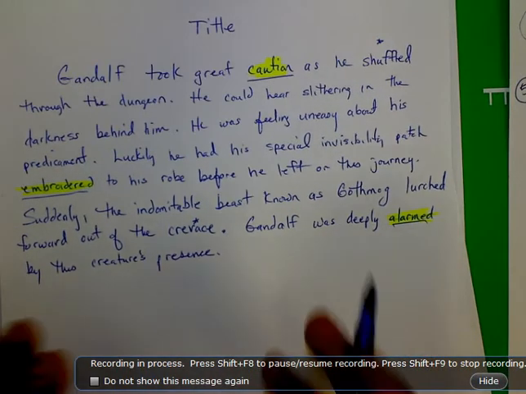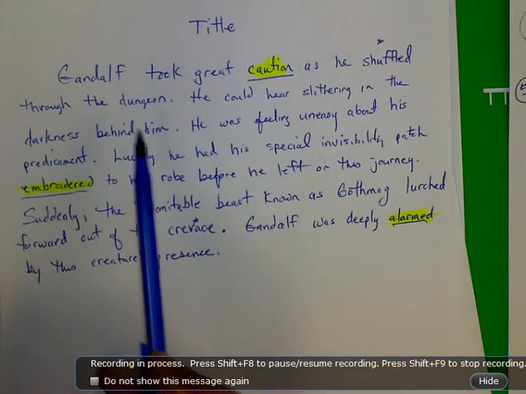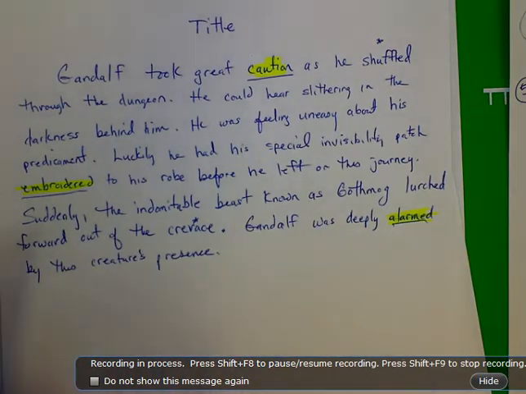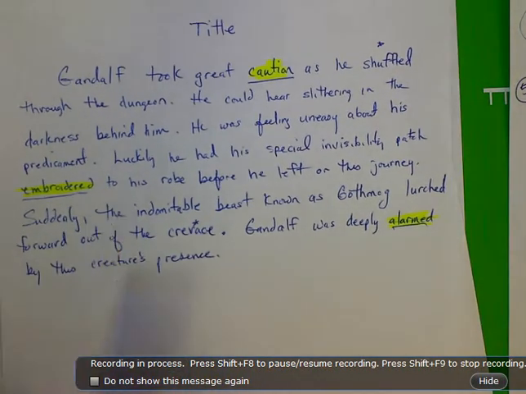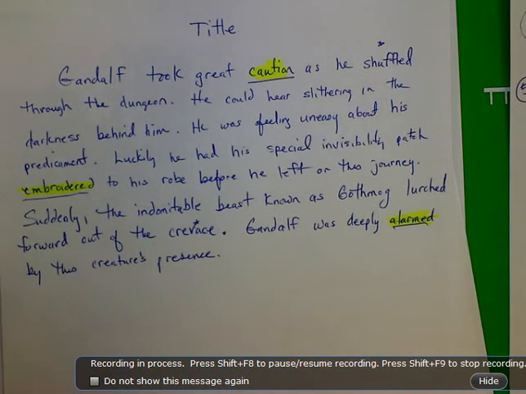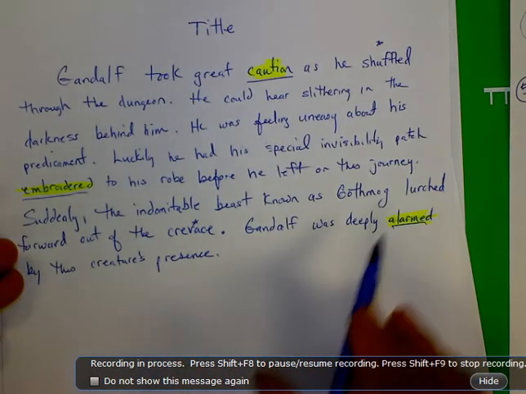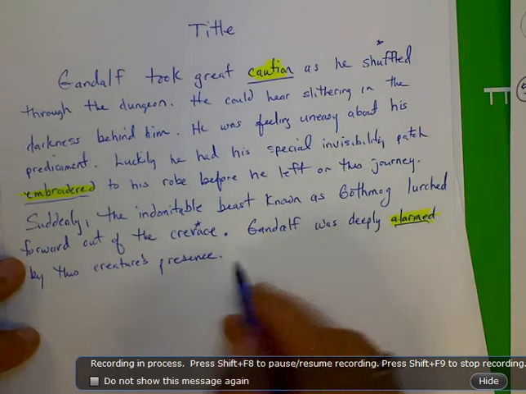So since I'm kind of in that position, I'm going to go back and reread. It doesn't take me long. Gandalf took great caution as he shuffled through the dungeon. He could hear slithering in the darkness behind him. He was feeling uneasy about his predicament. Luckily, he had his special invisibility patch embroidered to his robe before he left on this journey. Suddenly, the indomitable beast known as Gothmog lurched forward out of the crevice. Gandalf was deeply alarmed by this creature's presence. Okay? Now, just by rereading, it reminded me that he was wearing an invisibility patch, something I had forgotten given all the talking and thinking I was doing. So that's going to kind of guide my story.